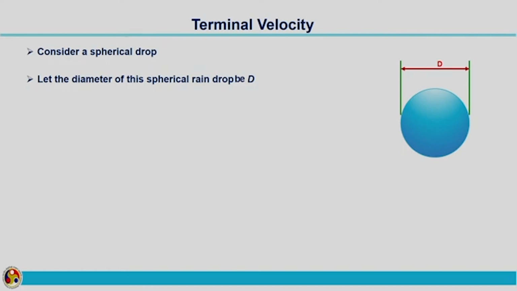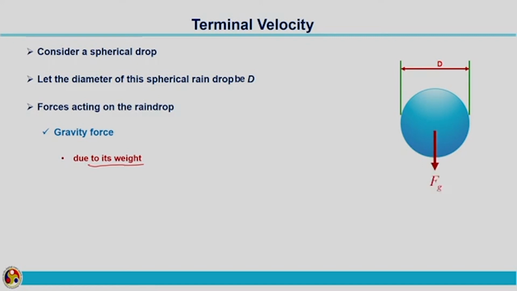First one is due to gravity force. So, due to gravity force, what is the force? That is the weight of the drop which is acting in the downward direction. So, gravity force is mainly due to the weight of the raindrop. Then second one is buoyancy, buoyant force. Buoyant force is due to the displacement of air by the drop.